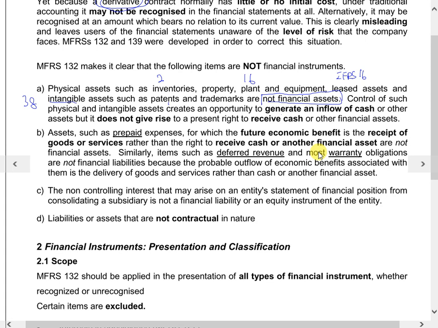So our definition of financial asset is when you have a contractual right to receive cash. By investing in tables and chairs, no contractual right, so it cannot be a financial asset. What about prepayment, which is also an asset? Is this a financial asset? Prepayment.